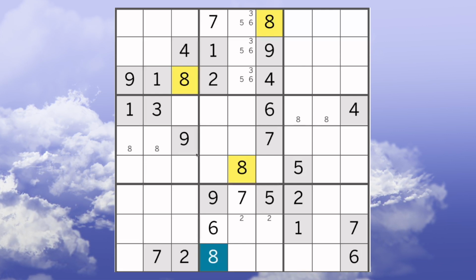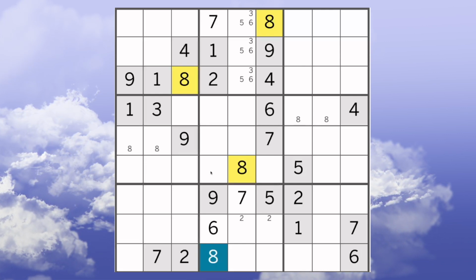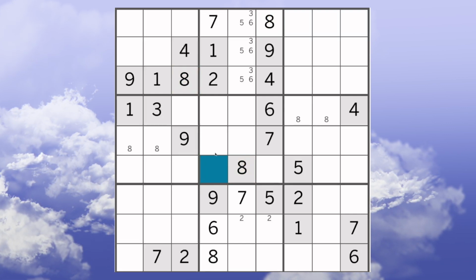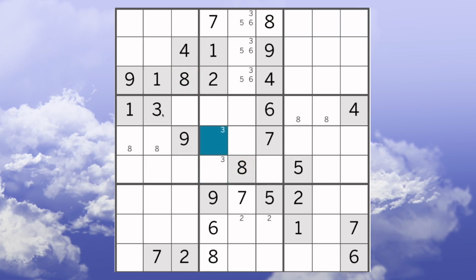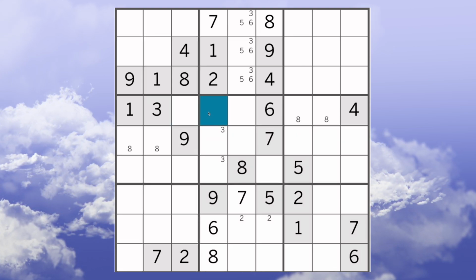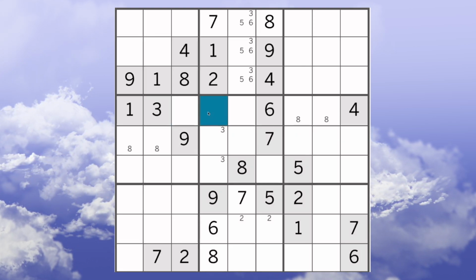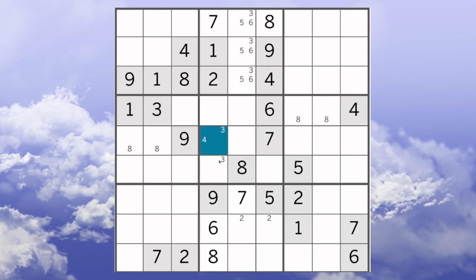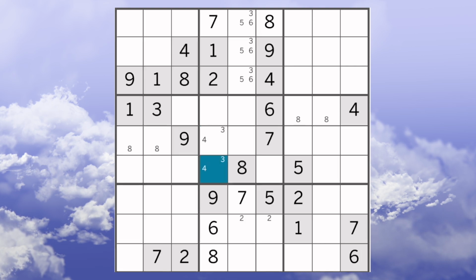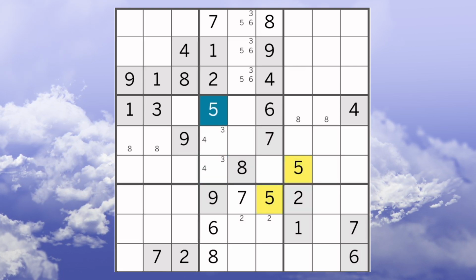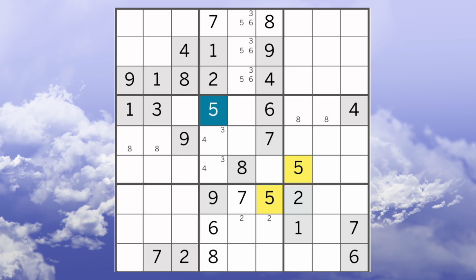And just as we did before, in this column, we need a 3. 3 can't be on the top because of that one. We need a 4 there. 4 also can't be on the top. So there's going to be a 3 and a 4, which leaves 5 in the center column.